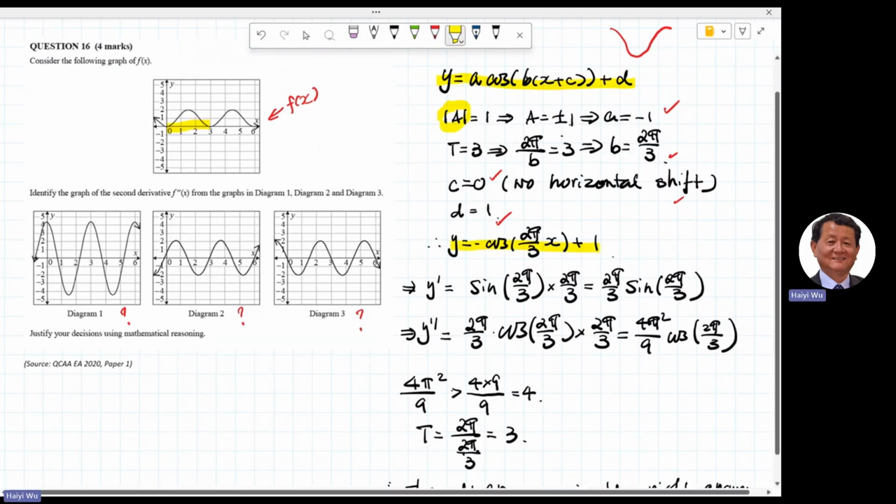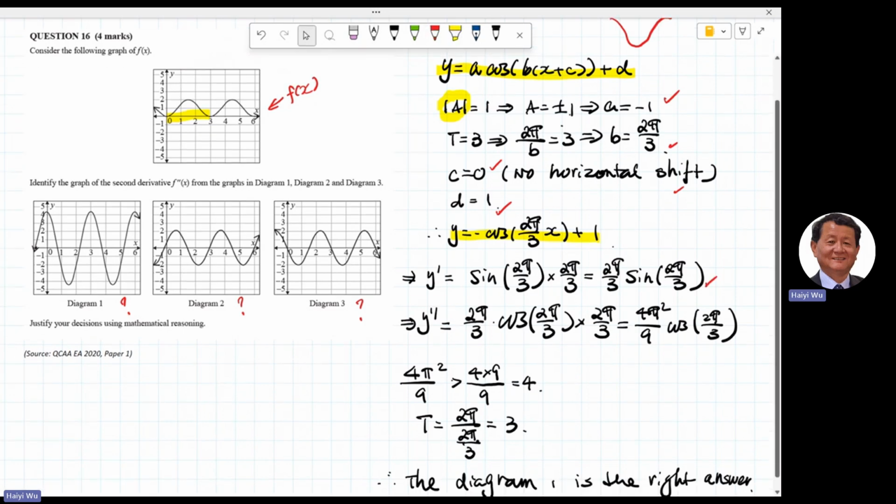So let's do the first derivative. The derivative of cosine is negative sine, so the negative becomes positive. Don't forget the chain rule: we put a 2 pi over 3 in the front. Now we've done the first derivative, then the second derivative is 4 pi squared divided by 9 cosine of 2 pi over 3 x. So that's the second derivative.